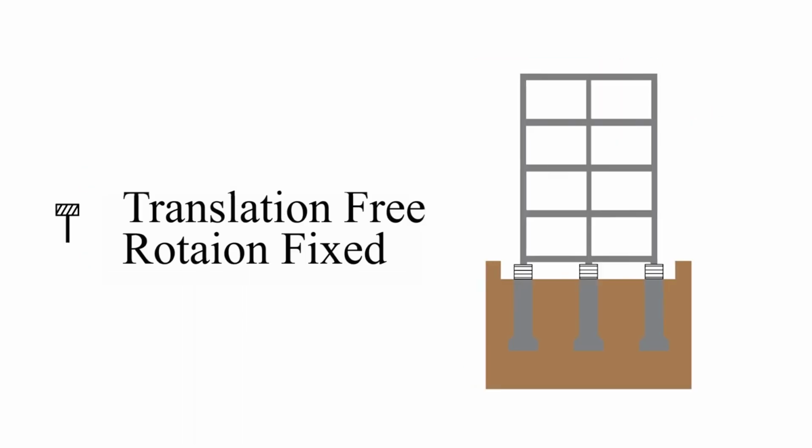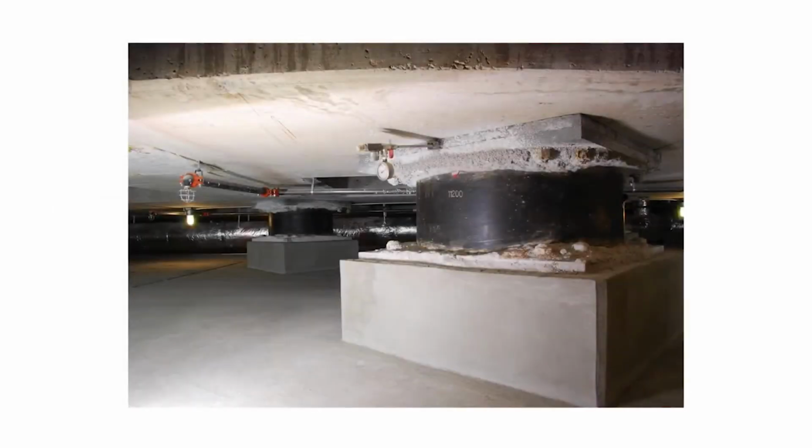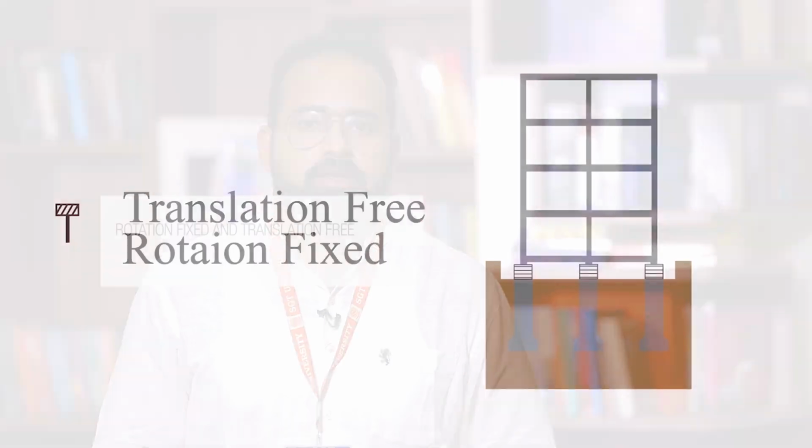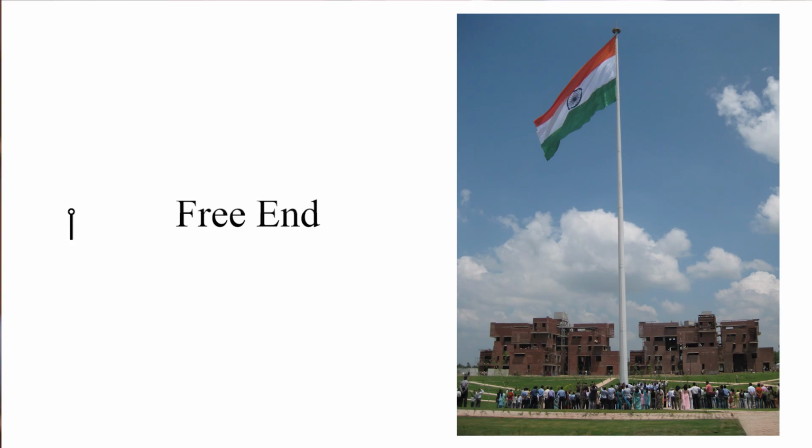The third one is the translation free but rotation fixed. The perfect example for that kind of condition is a seismic base isolation system. In this system, the foundation is fixed but the structure can move in a horizontal direction to protect the structure from seismic loading. The last one is the free end connection. In this type of connection, the column can move in a horizontal direction and it also can rotate. A flagpole is a perfect example for that type of end connection.